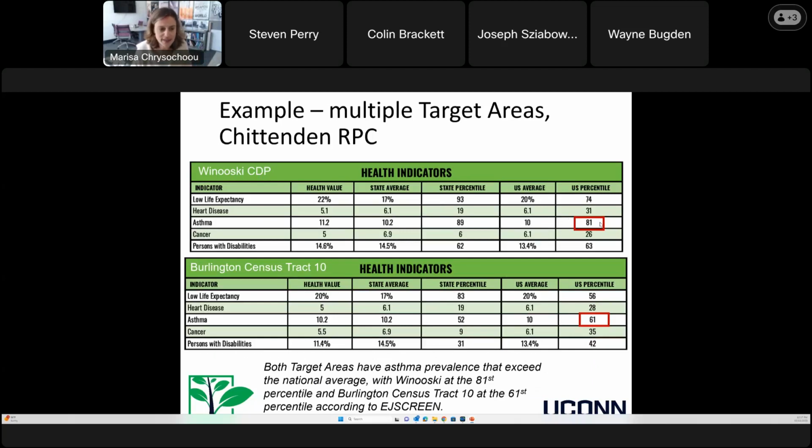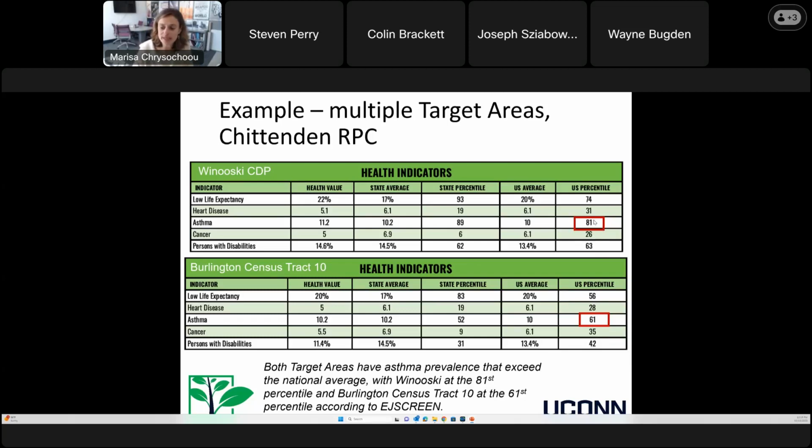So what I see here is that for both Winooski and for Burlington Census Tract 10, I have numbers for the asthma that are more than 50th percentile. This means that they are higher than normal incidences, and so I can use them in the narrative. For cancer, we have 26th percentile and 35th percentile, and so these are less than 50, and so this means that we are below the normal occurrence.